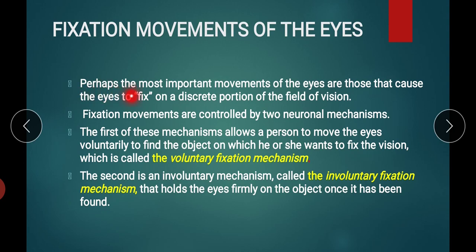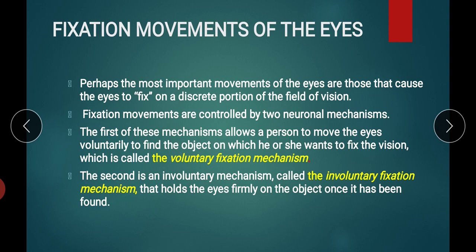Perhaps the most important movements of the eye are those that cause the eyes to fix on a discrete portion of the field of vision. It means the most important function as far as the movement of the eye is concerned is to fix on an image of our interest, and particularly on a particular point of the field of vision. Whatever area we are able to see when our eyes are open is known as the field of vision.